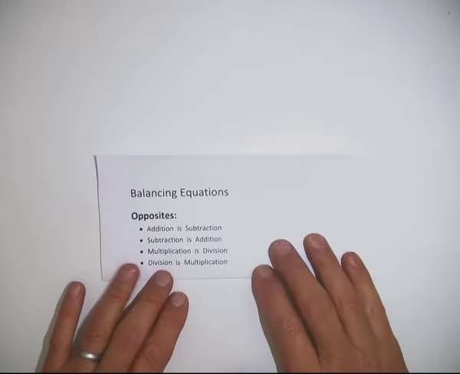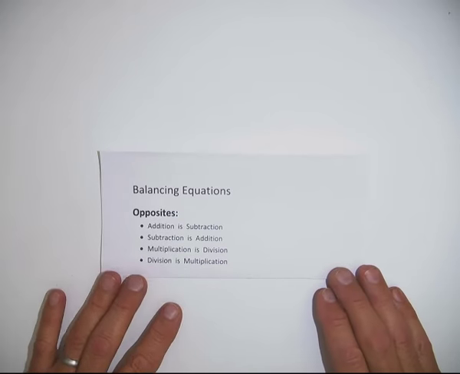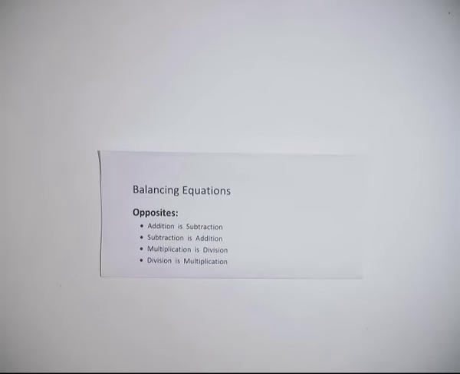The other thing to remember, and I forgot to have you add this to your personal dictionary, is that when we're balancing equations, we need to know the opposites. The opposite of addition is subtraction. The opposite of subtraction is addition. The opposite of multiplication is division, and the opposite of division is multiplication.